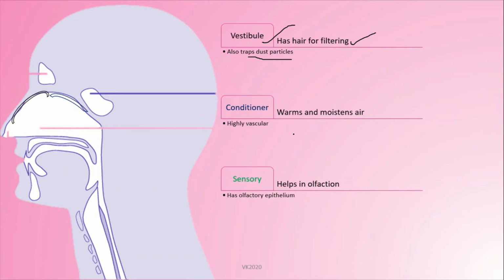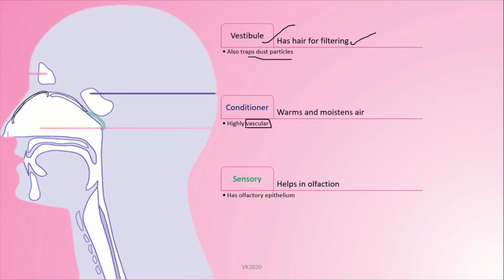The second region, which is a little further inside, is known as your conditioner area, and this is relatively softer, and because it has lots of blood vessels, it is highly vascular, and the function of having blood vessels there is to moisten and warm the air which is going inside.